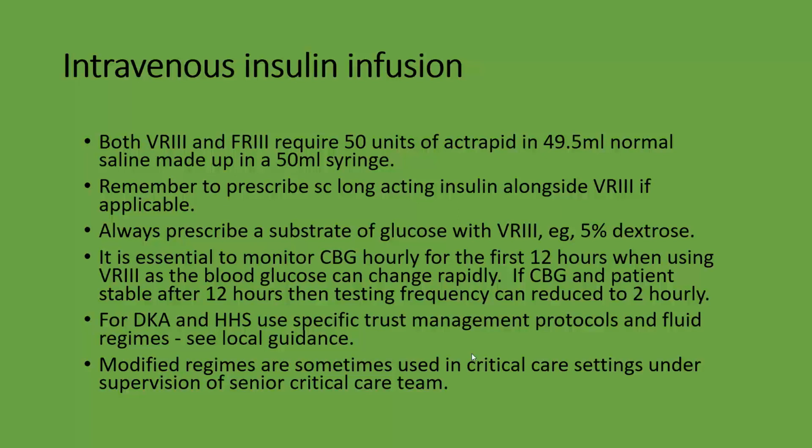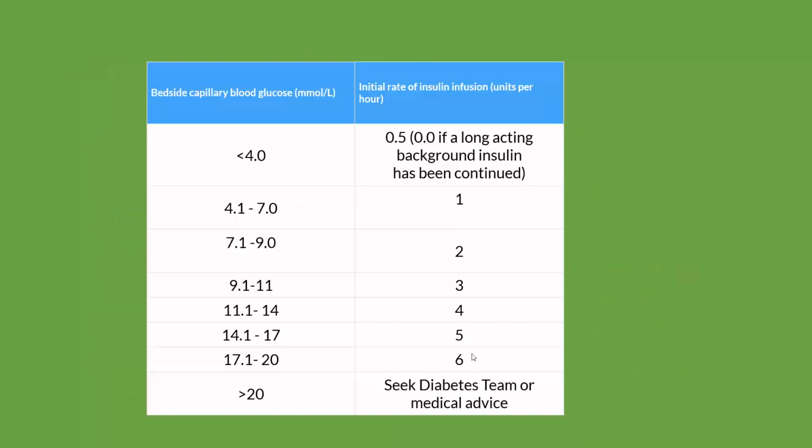For DKA and HHS, use the trust guidelines. We are going to review the trust guideline very soon, so it will be slightly changing. And then modified regimes are sometimes used in critical care, so that's not relevant to us. This is the variable rate infusion chart you will find in the guidelines.